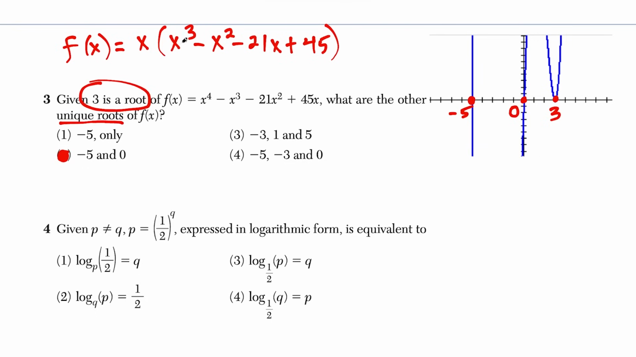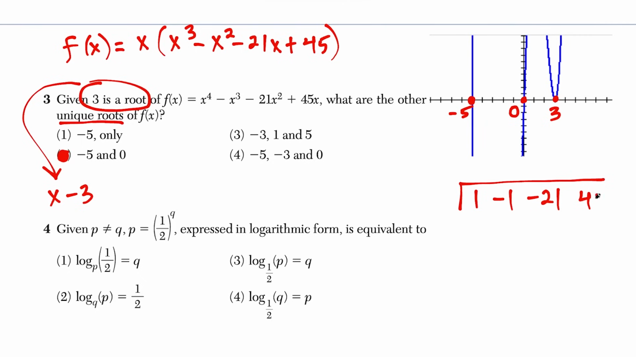And we could use polynomial or synthetic division to break this down even more. But let's use synthetic division to break this down. I'll show how to use polynomial division later on in the video. So I want to divide this polynomial by x minus 3, because if x equals 3 is a root, that means that x minus 3 is a factor of this polynomial. So I'm going to write the coefficients on the inside: 1x to the third, minus 1x squared, minus 21x, and then plus 45 at the end. And the root x equals 3 we're going to write in front.